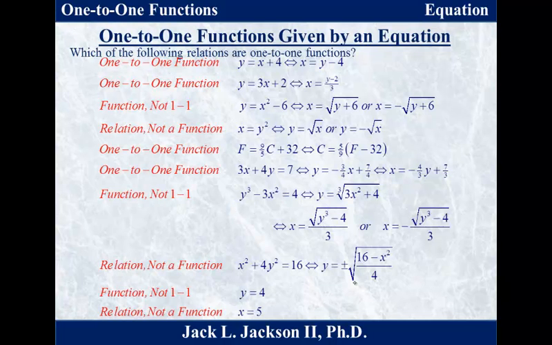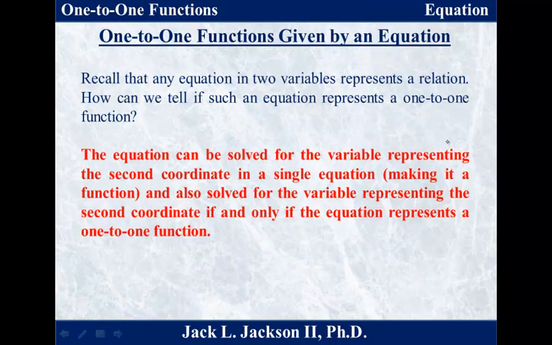But x equals 5 is a relation that's not even a function, because as we see there, all the x's are repeated. So how do we tell if an equation in two variables represents a relation? And how can we tell if it's a function and if it's a one-to-one function? Well, first of all, any equation in two variables represents a relation. If it can be solved for the variable representing the second coordinate in a single equation, that makes it a function. And then if it can also be solved for the variable representing the first coordinate, then it represents a one-to-one function. You have to be able to solve it for both the first and the second coordinate. That's a typo on the slide; that should say first coordinate there.